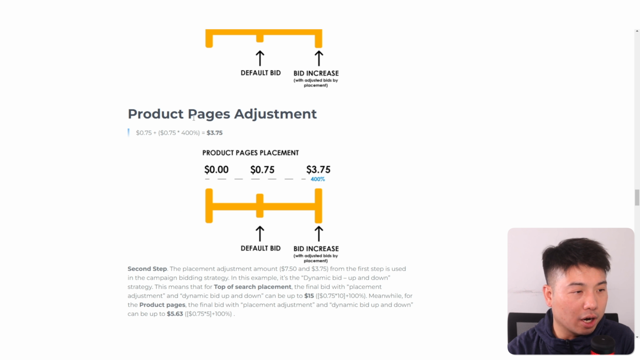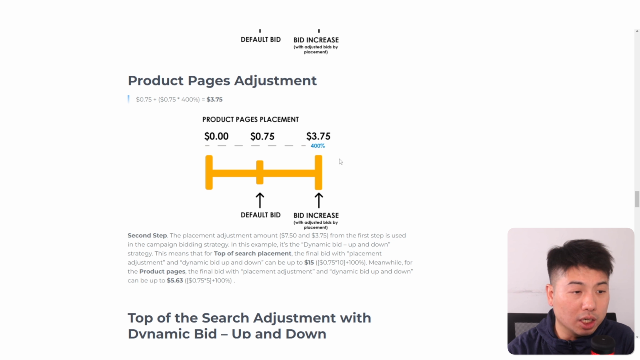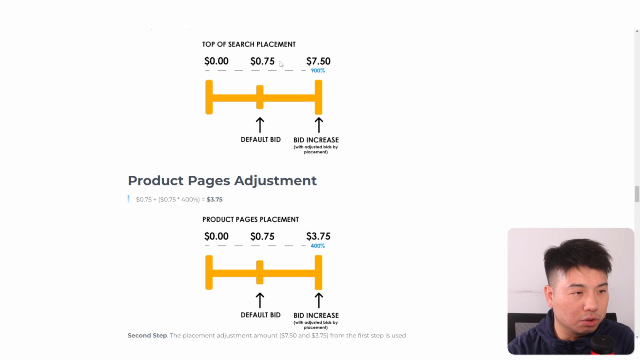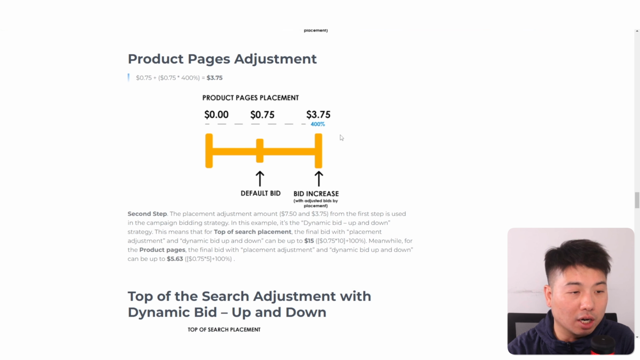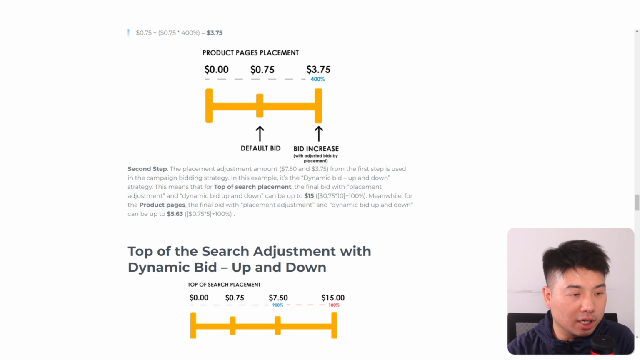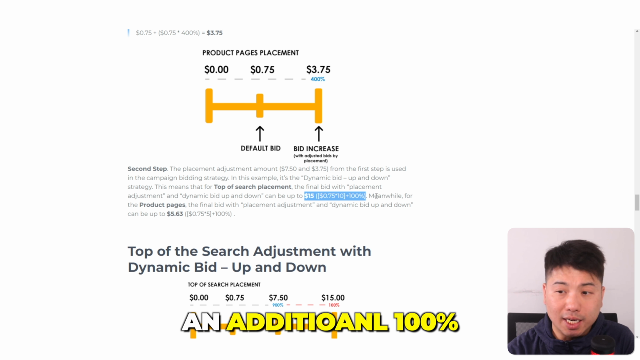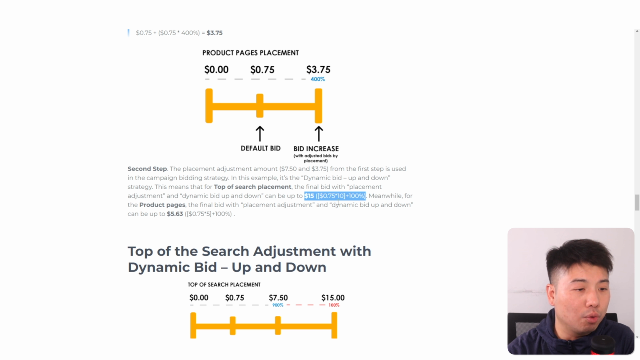In the meantime, the product page adjustments, right? A 75 cents bid with a 400% increase would be $3.75. So looking into all that, you have the max placement bid for these 2 particular placements. And then the second step is that using these amounts, $7.50 and $3.75, Amazon could potentially bid the top of the search placement an additional 100%. So that would be times 2, which is $15.